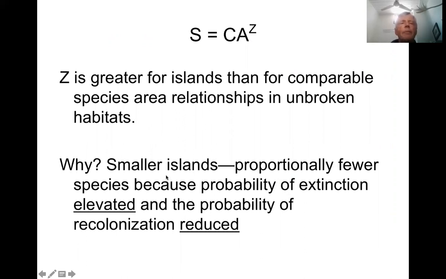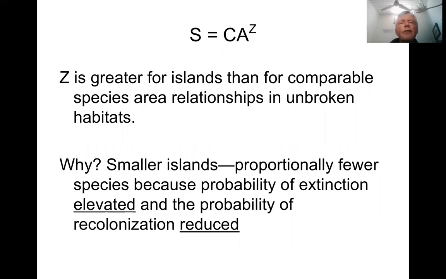And it's really simple. Smaller islands, the little ones, have proportionally fewer species. That's what makes the slope higher for islands. That's because on little islands, because they're so small, the probability of extinction is elevated. And also because they're little islands, the probability of them getting hit by a colonist is also reduced. And so the little islands have proportionally fewer species, and that's why the slope is as it is.